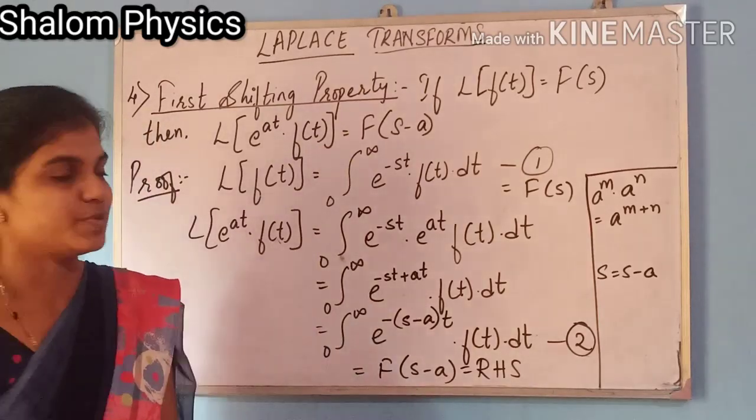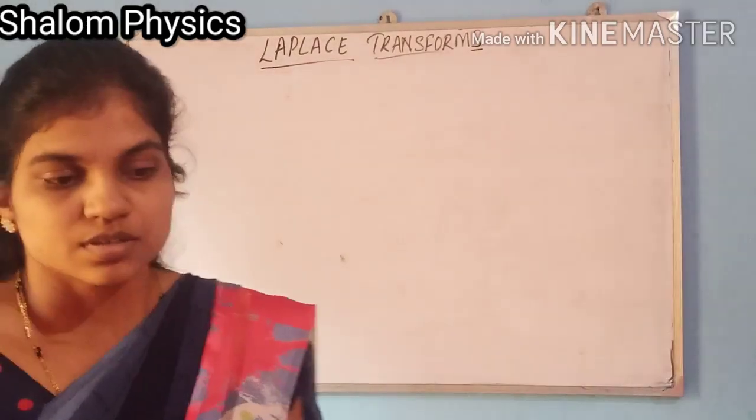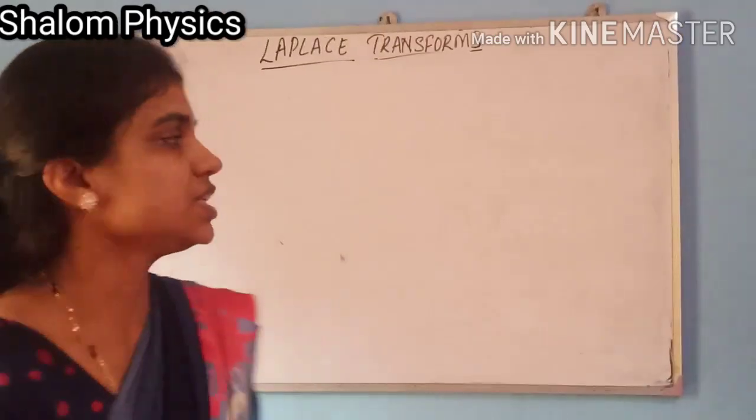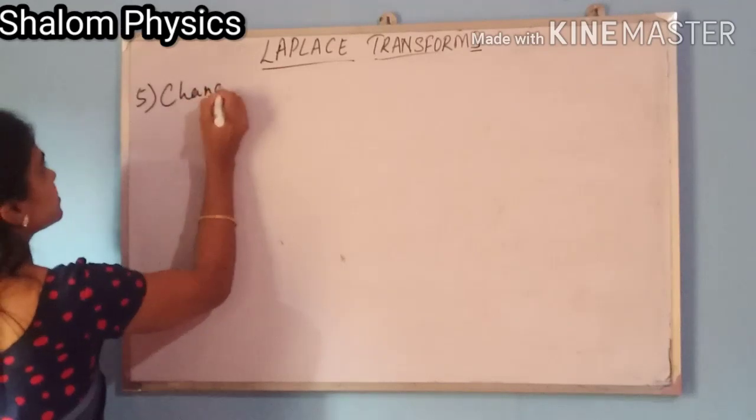Let's move on to the fifth property. So what is the fifth property? The fifth property is called the change of scaling property.